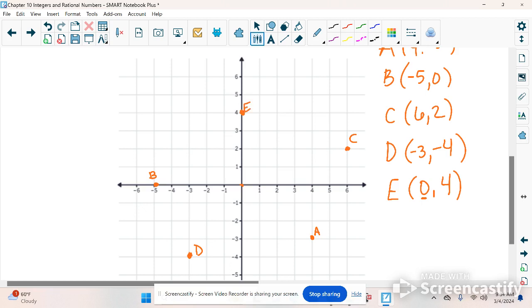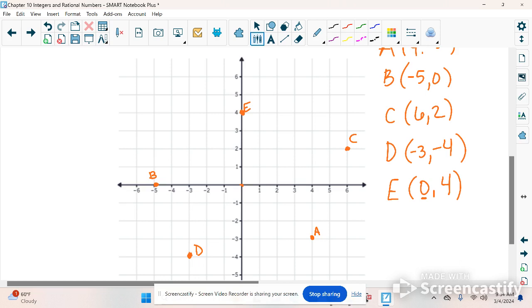Is 0 positive or negative? It's neither, it's neutral. It's still on the x-axis, because we still use x in the first one. So 0 doesn't matter. All right.